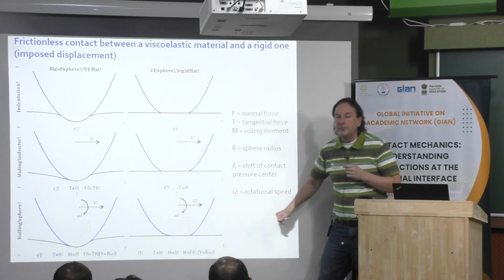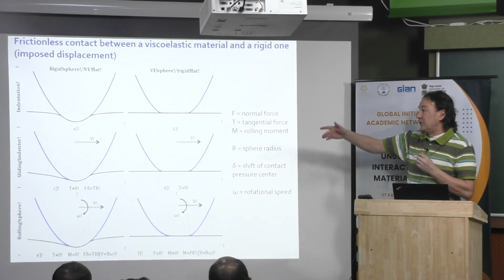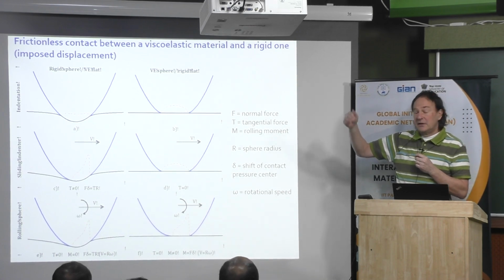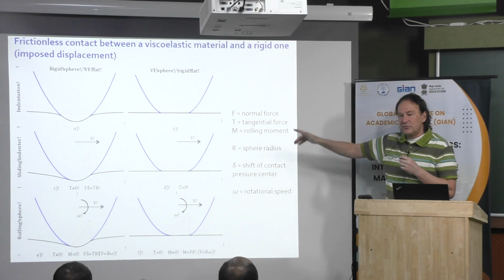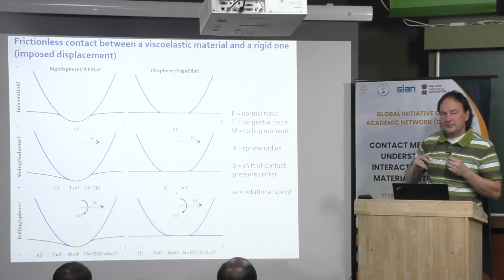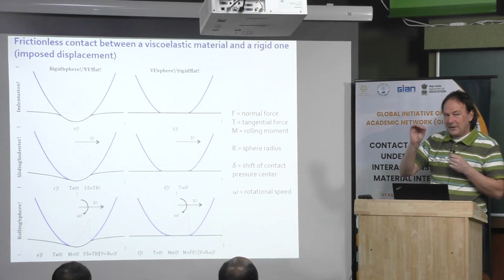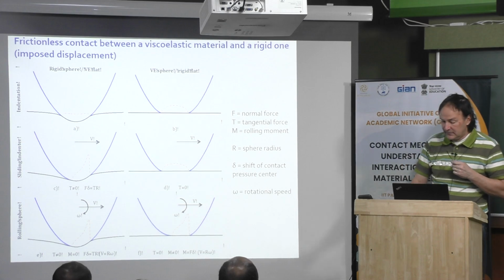Just to explain that, depending on the situation, which body is viscoelastic, if you have indentation, sliding, or rolling, you have to be careful. It can be slightly different. But just remember that the pressure is always normal to the contact surface. This is maybe the key for that.